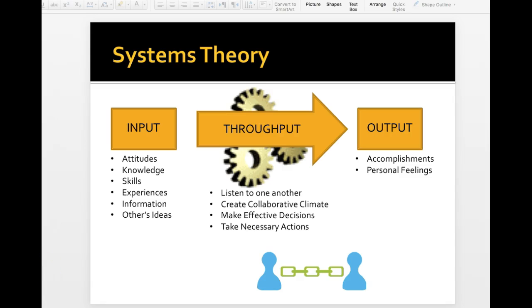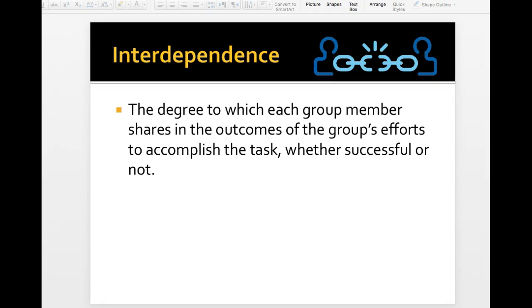Group members must have a degree of interdependence. We've talked about this term before, but it ultimately means that the group members all share in the outcome, whether it's successful or not. So you work together to bring about an outcome. So interdependence is the working together.